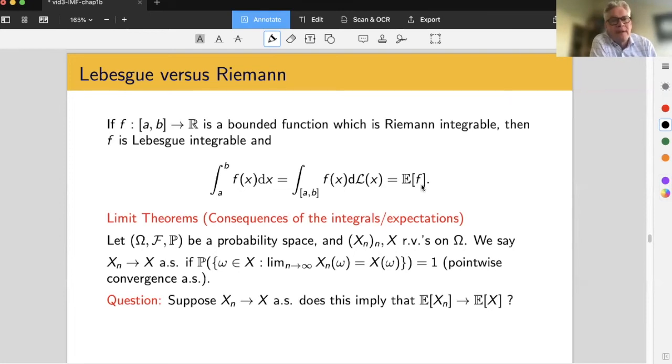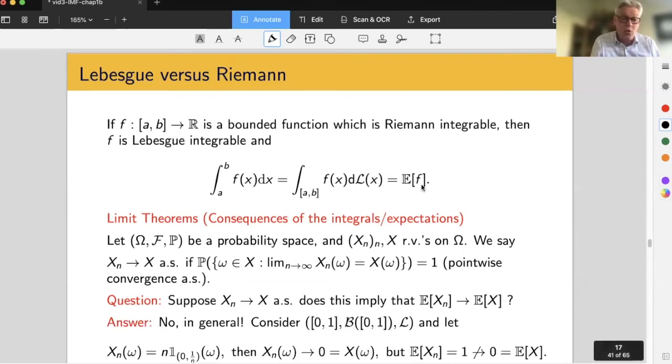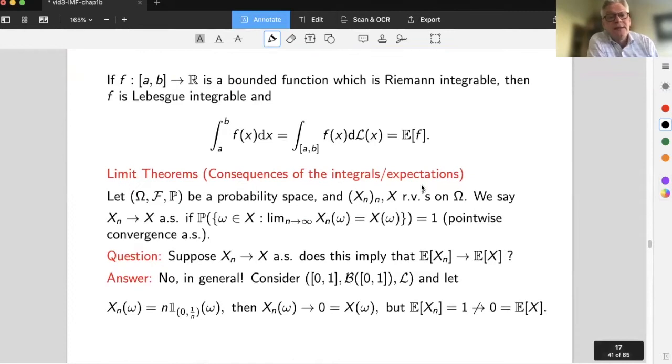And then the question that arises is, suppose we have a sequence xn that converges to x almost surely. Does this also imply that the expected value of xn converges to the expected value of x? And the answer is no in general. So we need extra conditions.